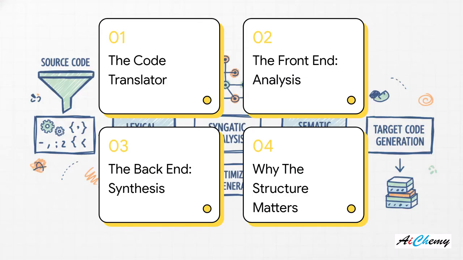Okay, so here's our roadmap. First, we'll get the big picture of the compiler as this code translator. Then, we're diving deep into its two main halves, the front end, which is all about analysis, and the back end, where the new program actually gets built. And to finish it all off, we'll talk about why this whole structure is honestly a game changer.